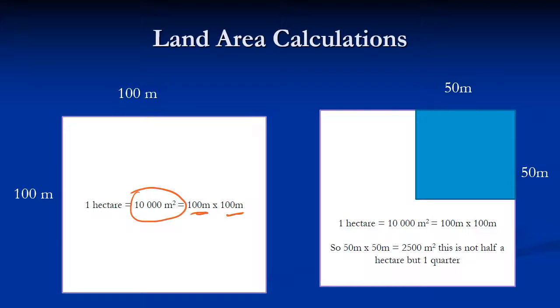Now, if you've got a square piece of land and it's only 50 meters, it's important to realize that that's a quarter of a hectare and not half of a hectare. The logic behind that is 50 meters by 50 meters is 2,500 square meters. And you can note that that's not a half of a hectare, but 1/4 of 10,000 square meters.